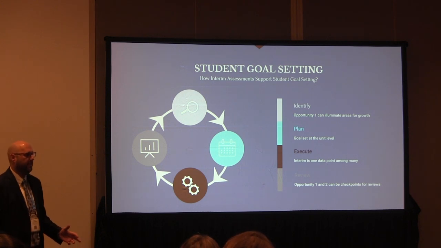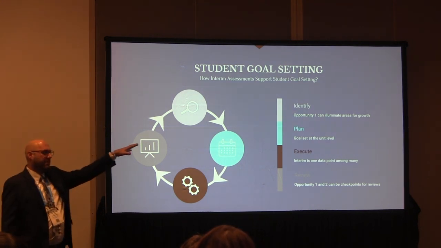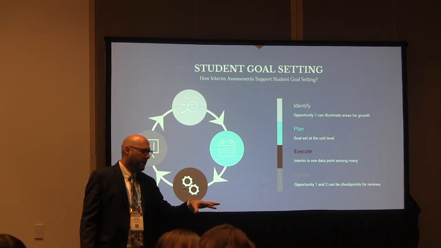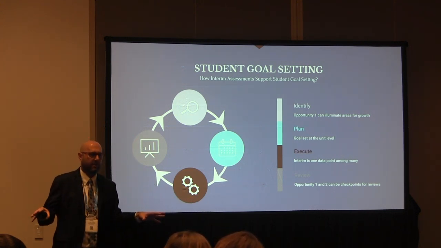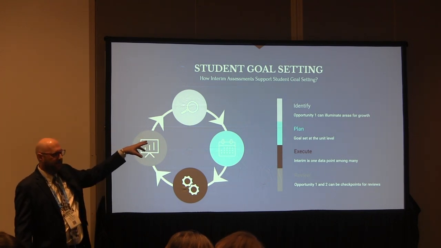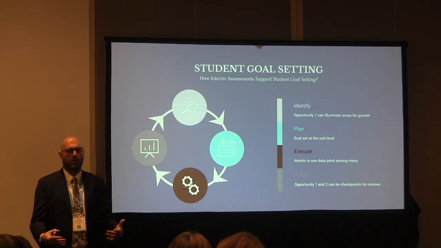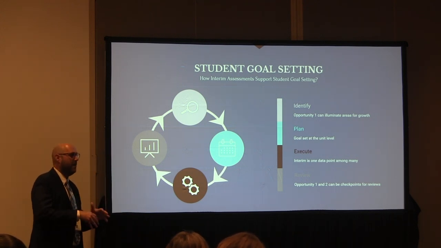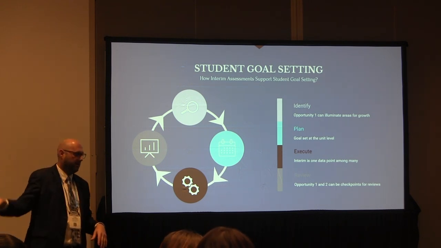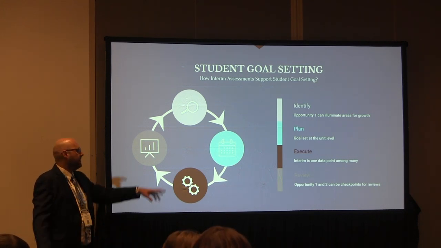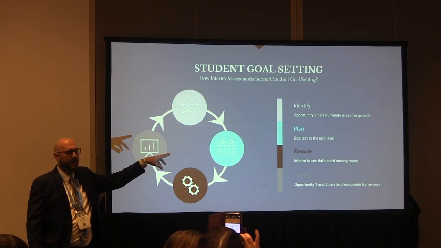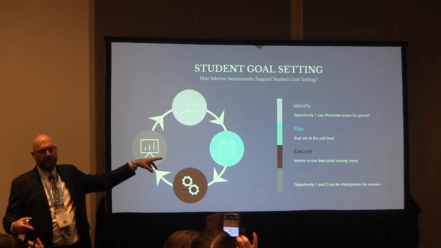Right? Now let's start putting the pieces together. The interim, opportunity one in particular, assuming I give it in the fall, there's going to be some things on that test that my student hasn't learned yet, hasn't been taught yet. But that data can provide a baseline and help identify the areas the student can grow. So that's the idea for me behind opportunity one. It's not the score. It's definitely not that predictor of success on a STAR. It's what do I already know, what do I not know, and can I identify the places that I want to grow?